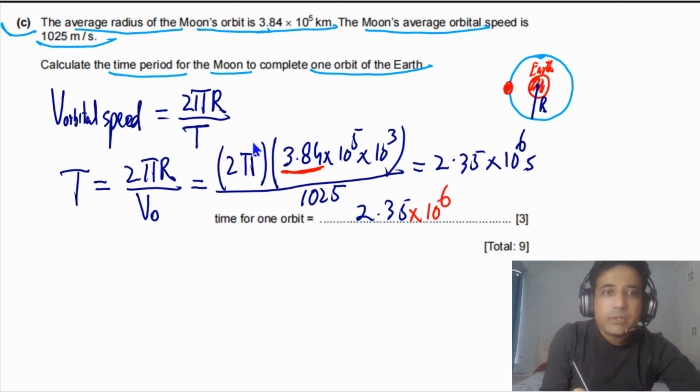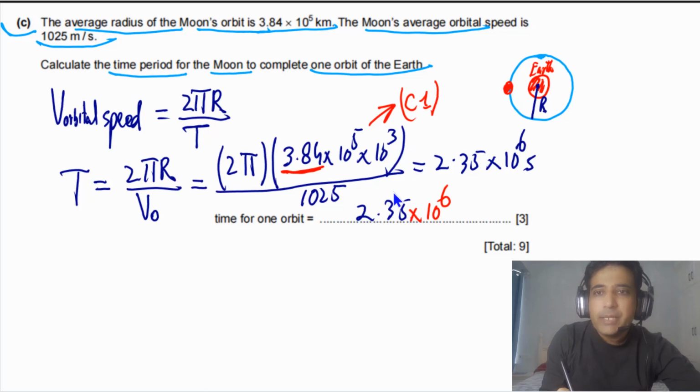And for this question, if you have converted this one into meters, you will get 1 C mark. And the second C mark you will get if you have written this formula. And you will get A mark if you have got the right answer. So this is how these 3 marks will be awarded to you.